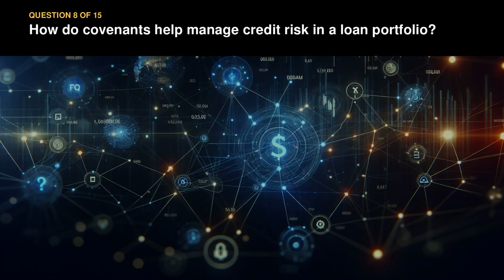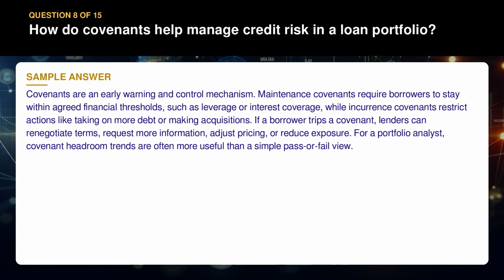Question 8. How do covenants help manage credit risk in a loan portfolio? Covenants are an early warning and control mechanism. Maintenance covenants require borrowers to stay within agreed financial thresholds, such as leverage or interest coverage, while incurrence covenants restrict actions like taking on more debt or making acquisitions. If a borrower trips a covenant, lenders can renegotiate terms, request more information, adjust pricing, or reduce exposure.